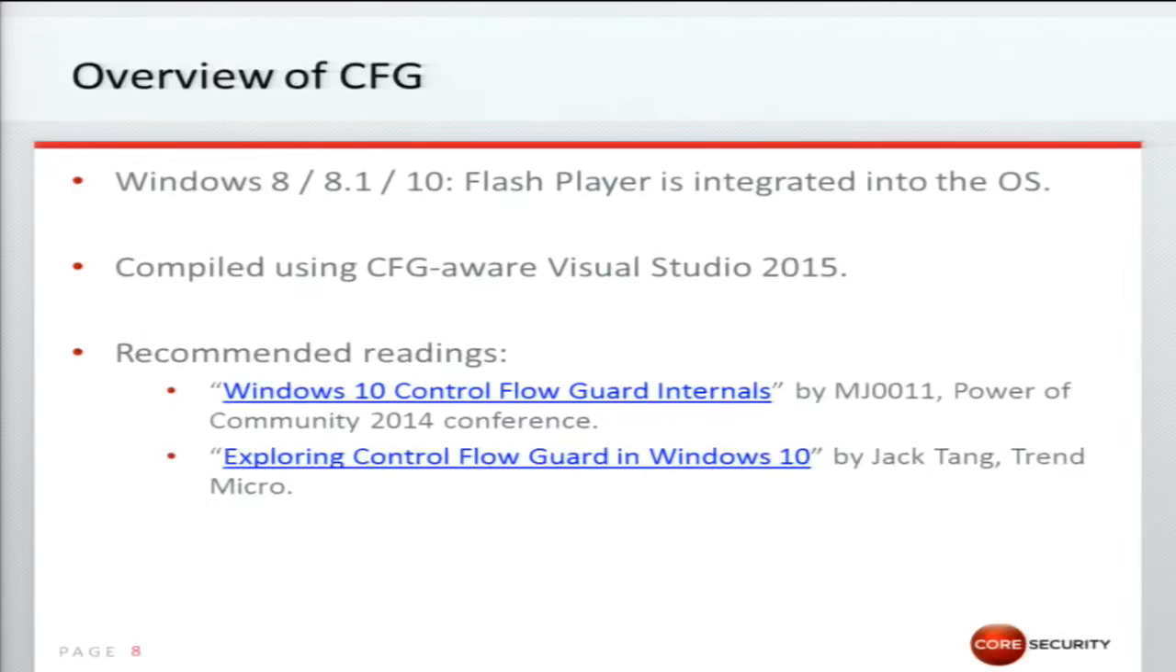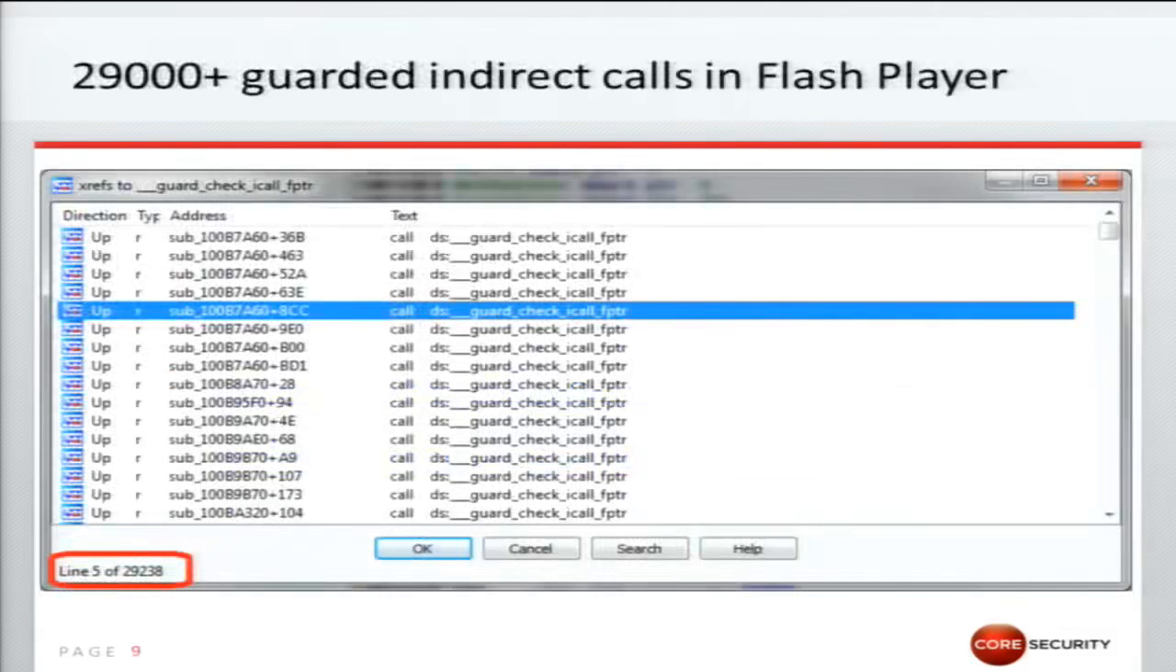And if you really want to know about the internals of this mitigation, I can recommend you these two papers. The first one is called Windows 10 Control Flow Guard Internals by researcher MJ0011, which was presented at the Power of Community conference last year, and also Exploring Control Flow Guard in Windows 10 by Jack Tang from Trend Micro. So, Control Flow Guard protects indirect calls by putting a call to a validation function before indirect calls. And this is a screen capture from IDA Pro showing that in the Flash Player binary for Windows 8.1, Control Flow Guard is protecting more than 29,000 indirect calls.